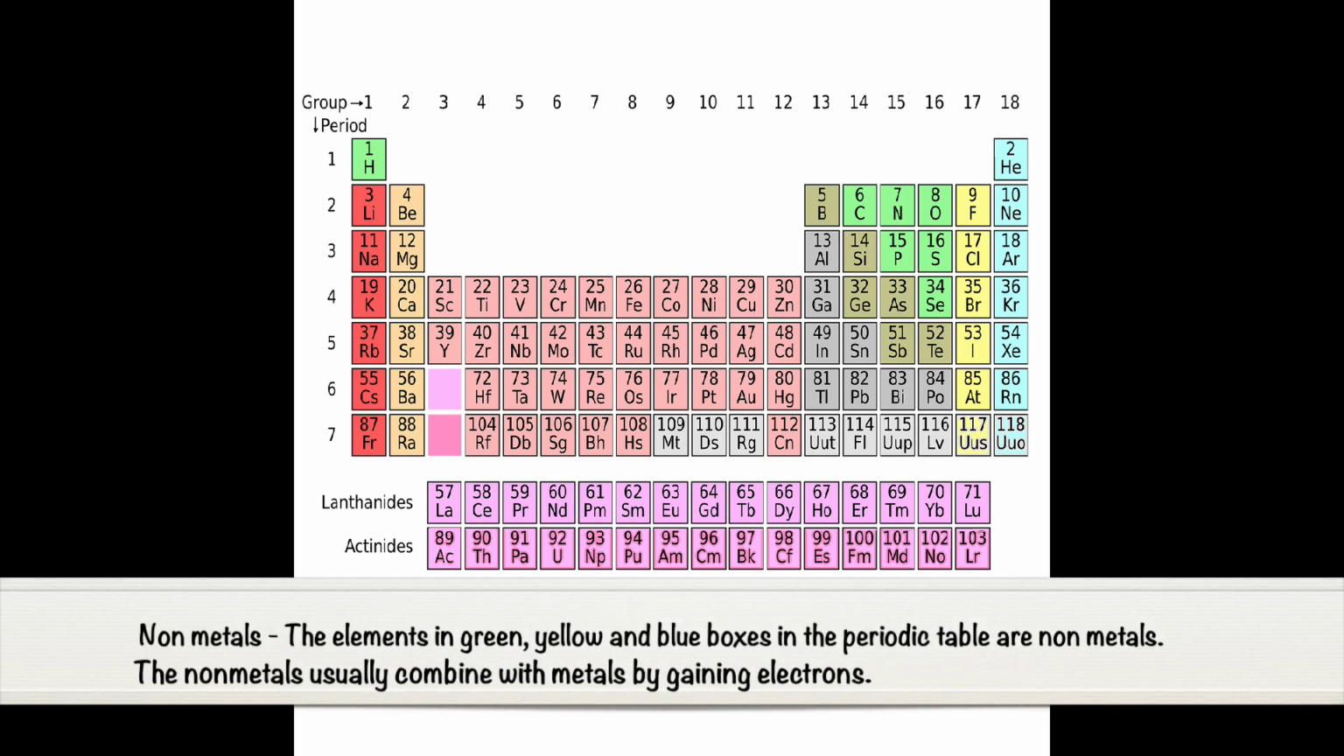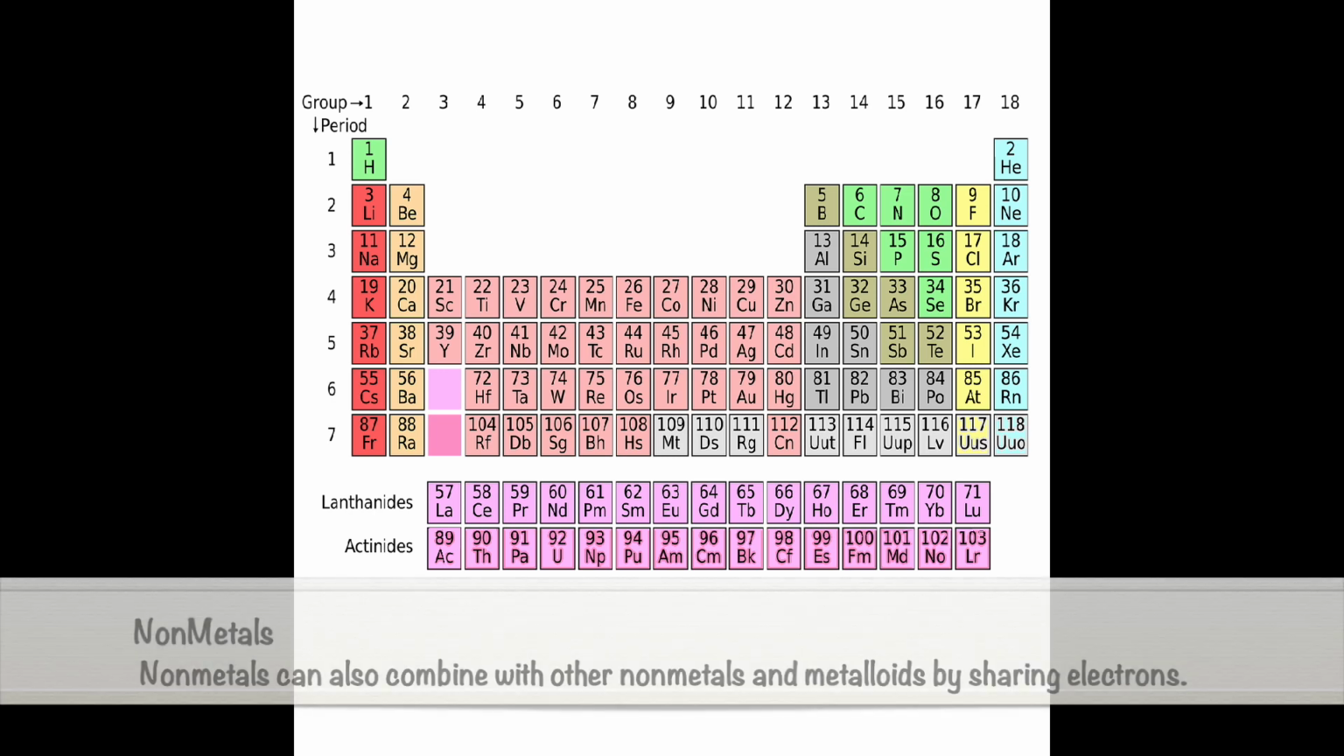Nonmetals. The elements in green, yellow and blue boxes in the periodic table are nonmetals. The nonmetals usually combine with metals by gaining electrons. Nonmetals can also combine with other nonmetals and metalloids by sharing electrons.